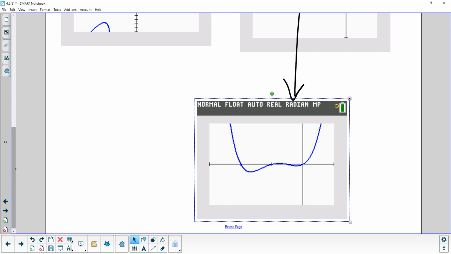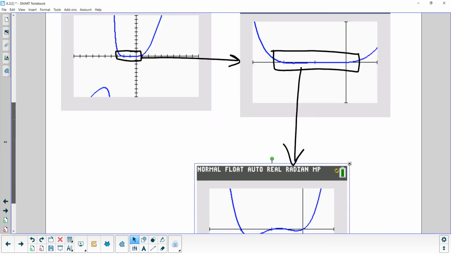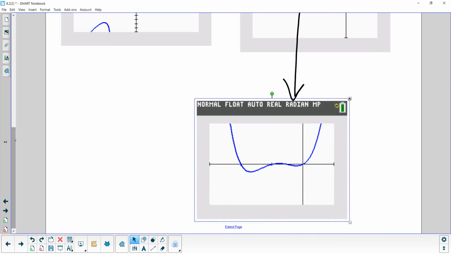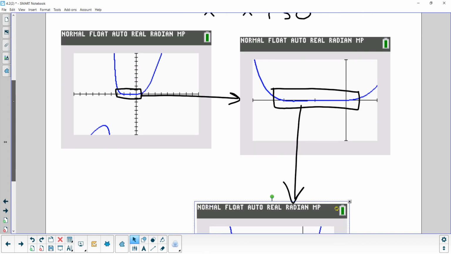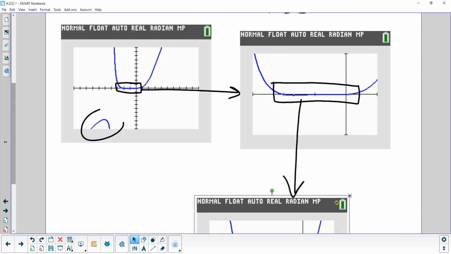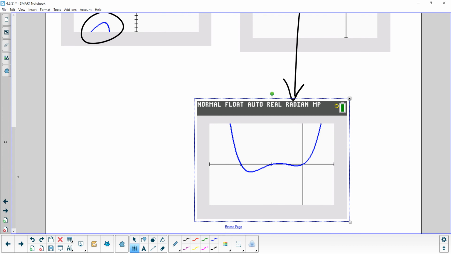So if you really wanted to find a complete graph, I would say you need 2 windows. You need a zoomed in window to see what's happening here, but then you also need a zoomed out window because if you zoom in too much, you just lost what's happening over here. So the standard window works pretty good to get a big picture, and then a zoomed in window works good to see that. You need both. Any questions on that?